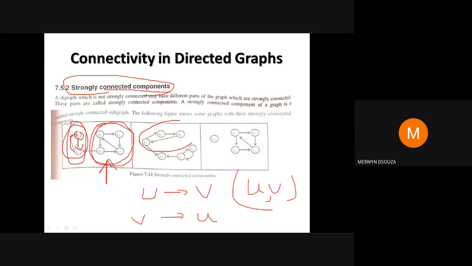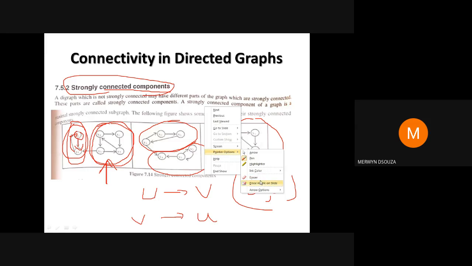Similarly, you can take this as one component, this as the other component, and check whether they are strongly connected components. Here this is one component. Please do check and practice what is being told to you, later.